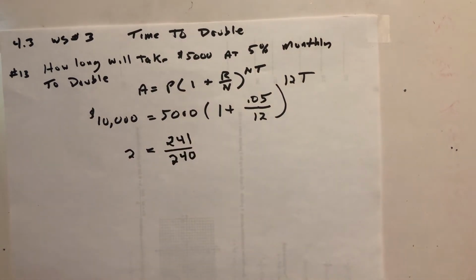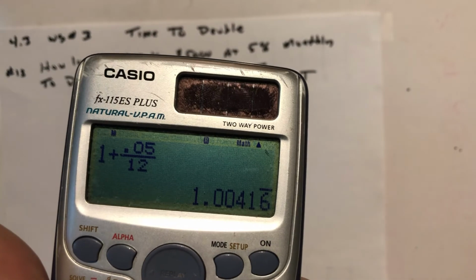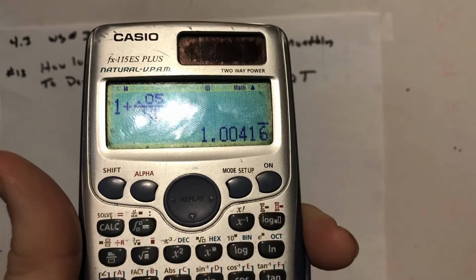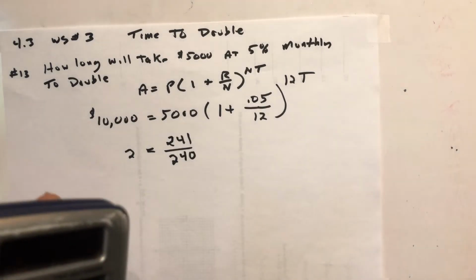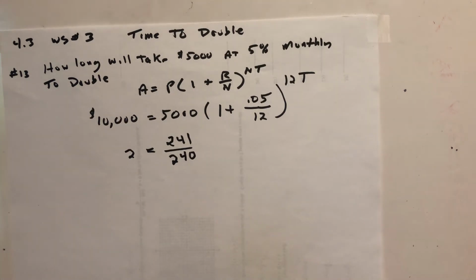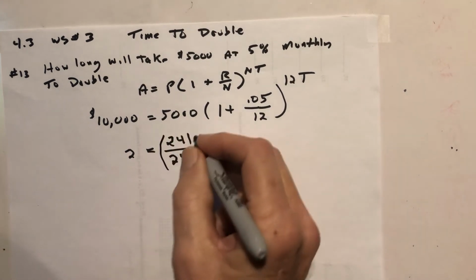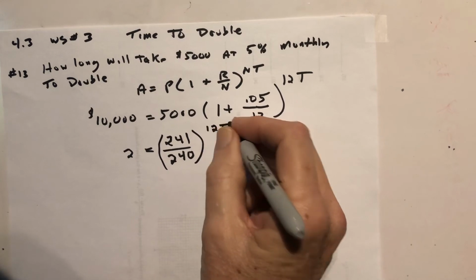Now, if you make it a decimal, it would be 1.0041666666. There, you can see it. It's much easier to type the fraction, and the fraction will give you the exact answer. If you use the decimal, it'll be real close, but it'll be a little bit off because you round it off. All right, and this is in parentheses now, and it's raised to the 12t.